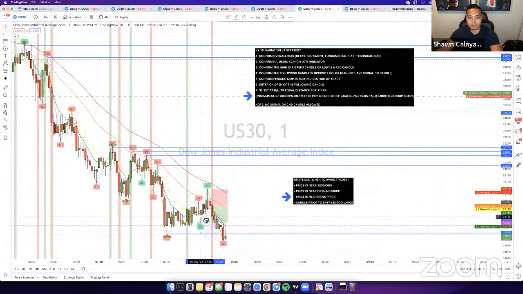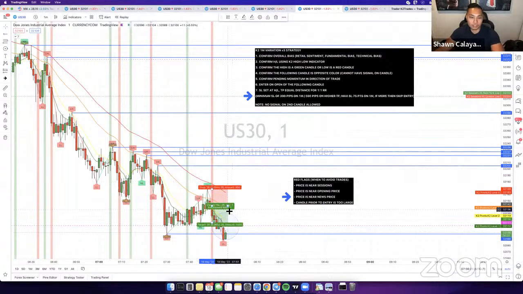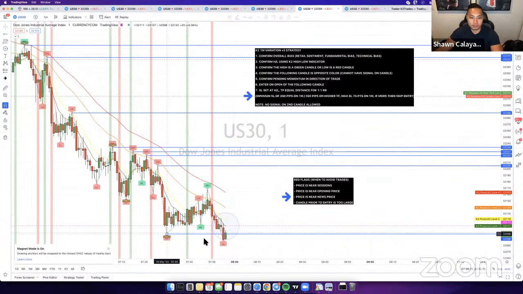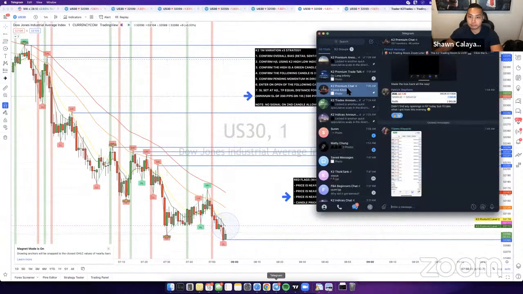The main reason I don't have any entries available is because price is still near news price, which is one of the red flags. So even if we got a V3 here or anything really, I wouldn't take a trade because it's right at the news price. Let's see if there's anything else here that I'm missing.